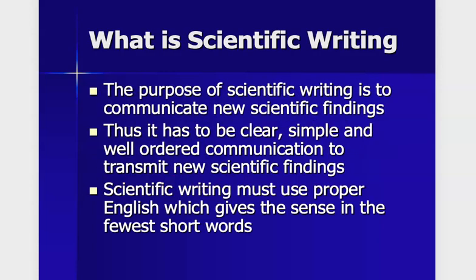What is scientific writing? The purpose of scientific writing is to communicate new scientific findings. You do research and then you communicate your research through research writing. Thus it has to be clear and simple, and it should be well-oriented communication to transmit new scientific findings to the scholarly community. Scientific writing must use proper English which gives the sense in the fewest possible words.